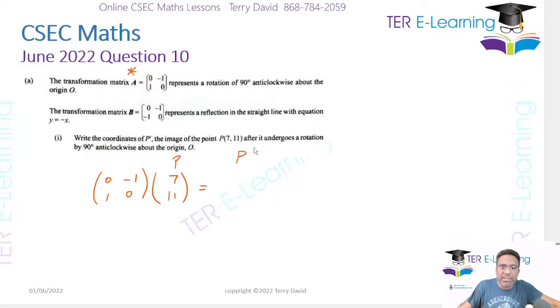And when I work this out, I'm going to figure out what P prime is. So we're going to do our row by column. 0 by 7 is 0, right? Then minus 1 by 11 is going to give me minus 11. And then we're going to do row by column again. 1 by 7 is 7, 0 by 11 is 0. So this is going to be 7. So therefore, the coordinates of P prime will be minus 11, 7. That's all you had to do for that one. That's it.